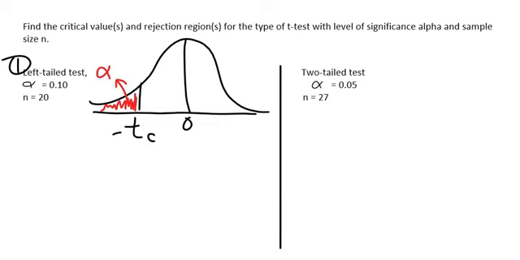The next thing I also need is the degrees of freedom. Remember that when you're dealing with the t-distribution, you're also dealing with degrees of freedom. The degrees of freedom is n minus 1, so in this case, it would be 19. Now let's go to our t-table and grab our critical value.